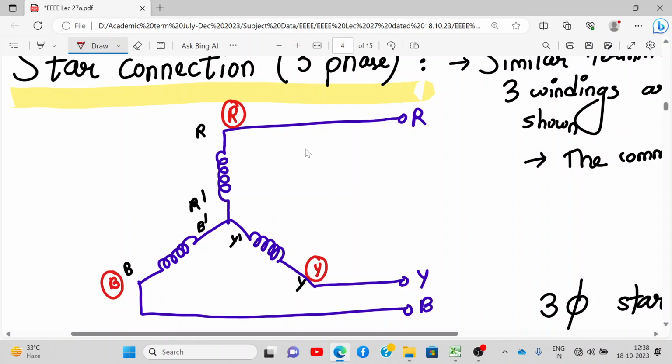Do you know what this point is called? The middle point? Neutral. Have you heard of this? Neutral. So this is neutral point N. Write down over here: neutral point. And what is this thing called? This is called a three-phase star-connected supply.